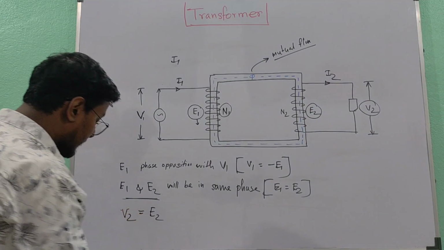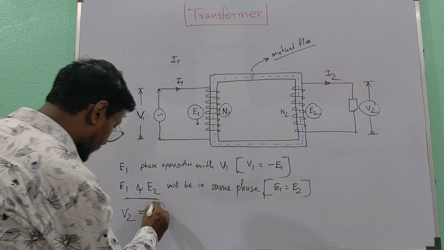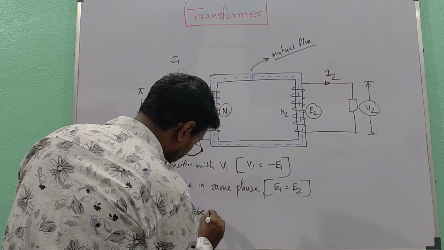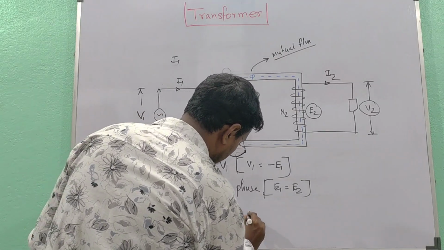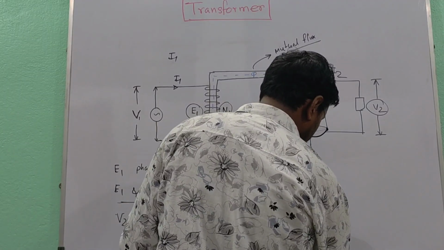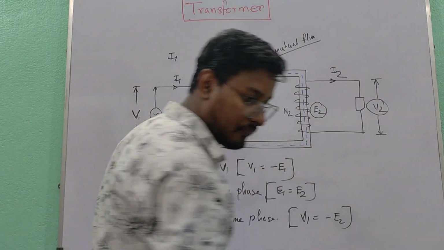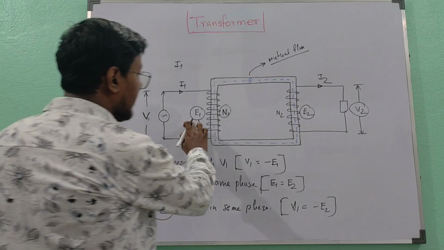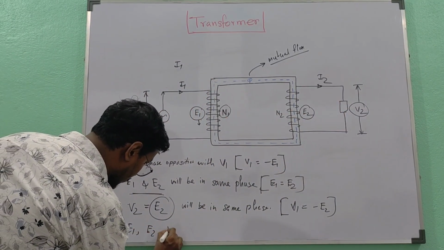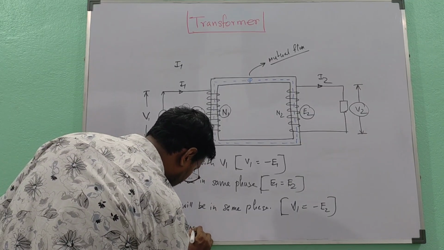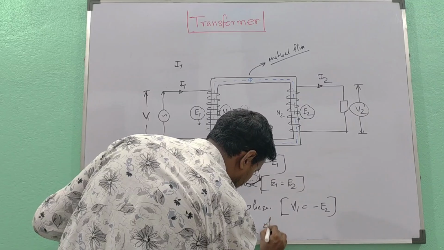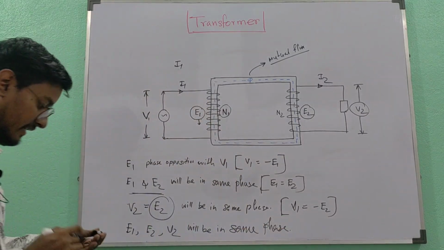So V2 is nothing but the terminal voltage which is obtained from E2. That means V2 and E2 will be in the same phase. Or we can say that V1 is equal to minus E2. So we can say that E1, E2 and V2 will be in the same phase.